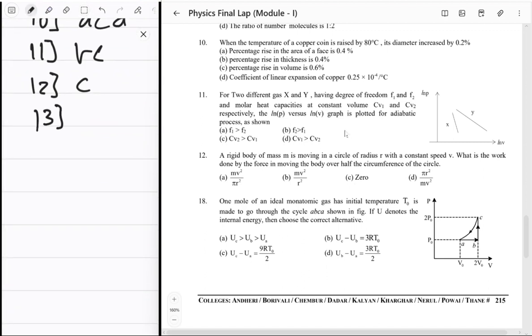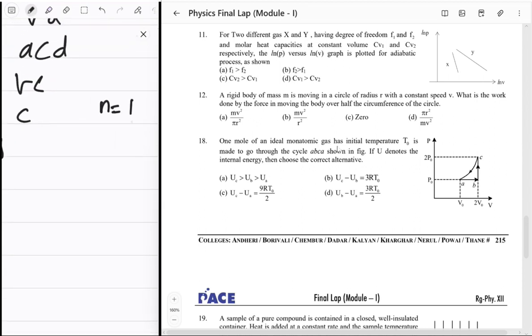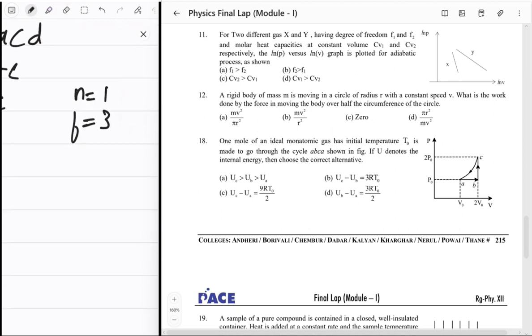13th. Right. Okay. 1 mole of an ideal monatomic gas has initial temperature T naught. It's made to go through the cycle ABCA. 1 mole of ideal gas, monatomic gas. N is equal to 1. Monatomic gas, degrees of freedom is equal to 3. Temperature initially T naught था. फिर क्या हुआ? It's made to go through the cycle. If U denotes the internal energy, then choose the correct statement.